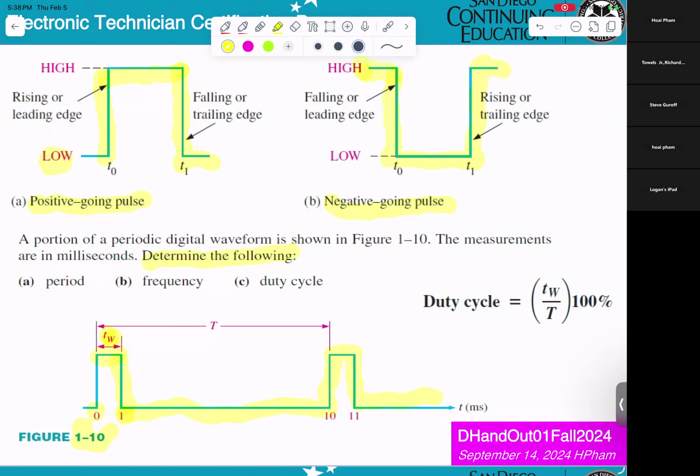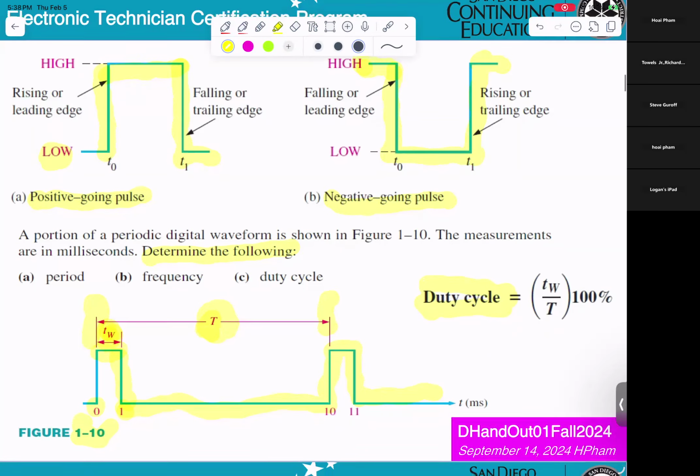Now try to see the definitions. From the beginning here up to the beginning again, they call a period, T. Okay, T is a period. And if you want to calculate the duty cycle, then it will be equal to TW, that's right here, divided by big T, times 100%. Okay, that is the duty cycle.